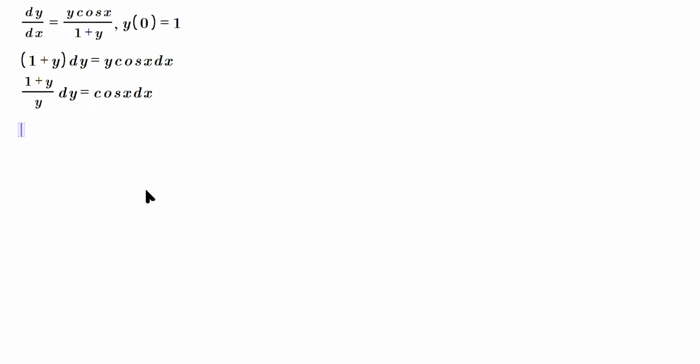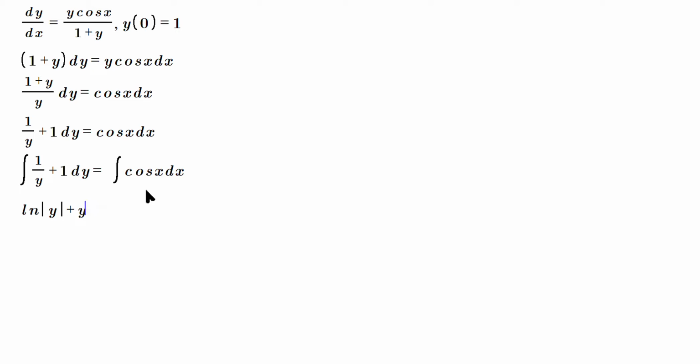Now you can break this up into 1 over y plus y divided by y, which is 1, dy is equal to cosine x dx. And then anti-differentiate on both sides. So you're going to do the antiderivative of 1 over y plus 1 dy, and on the right side it's going to be the antiderivative of cosine x dx. All right, now when you antidifferentiate 1 over y, that's just ln of the absolute value of y, plus the antiderivative of 1, which is just y, and this is equal to the following. The antiderivative of cosine is sine, and then add this.